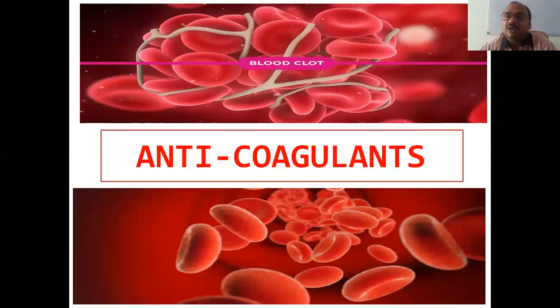Reverse, anticoagulants. See here, blood clot is there. It will be dissolved into separate RBCs and separate platelets by the anticoagulants. Anticoagulants are the substances which break the clot, which dissolve the clot, and are called anticoagulants.